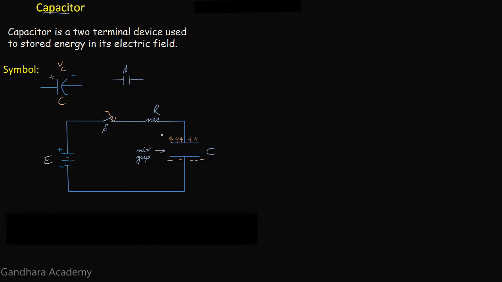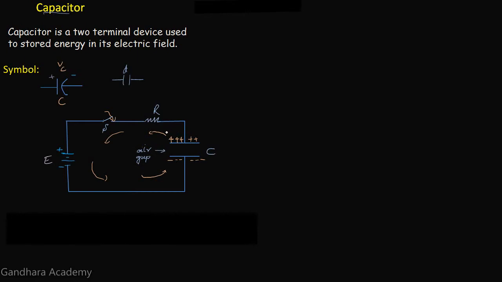As a result of this, a current will be established from the positive terminal of this capacitor towards the negative terminal of the capacitor, and this flow of charges will continue until the potential difference across this capacitor is equal to the potential difference across the source. At the instant when the voltage across the capacitor is equal to the voltage across the source, the flow of charges will stop, and net positive and negative charges will be established on these two plates.